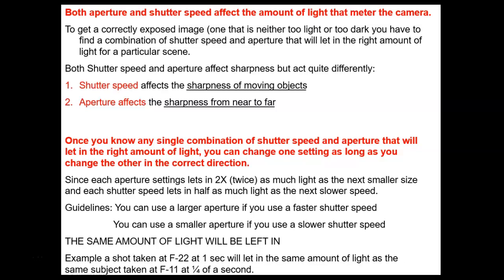So, if you know a combination of aperture and shutter settings that are correctly exposing your image, and you decide, hey, I want to increase or decrease my depth of field, say you're shooting at f22 at 1 second, you could stop down that aperture to f11. That's about 2 stops difference, letting in about 4 times the amount of light, but then you can compensate by slowing down your shutter speed to 1/4 of a second.